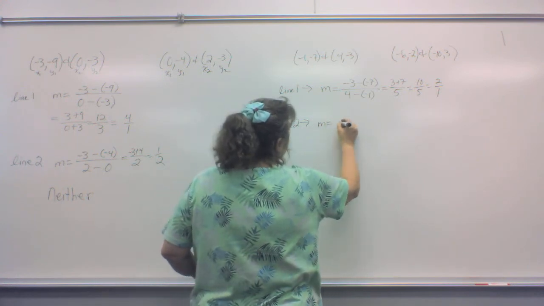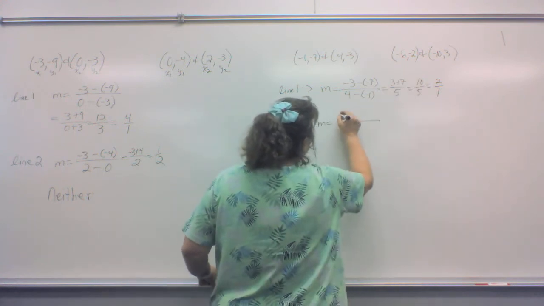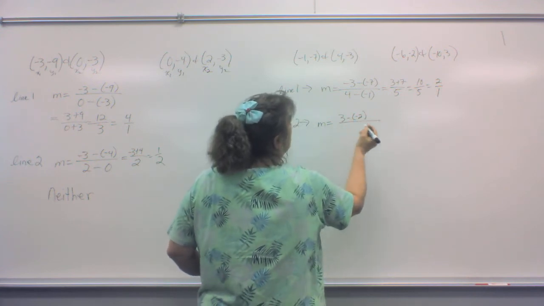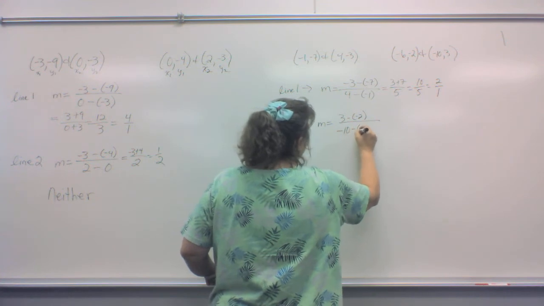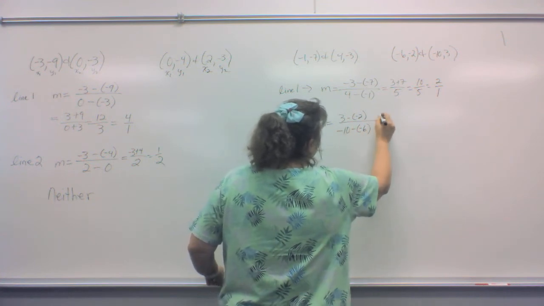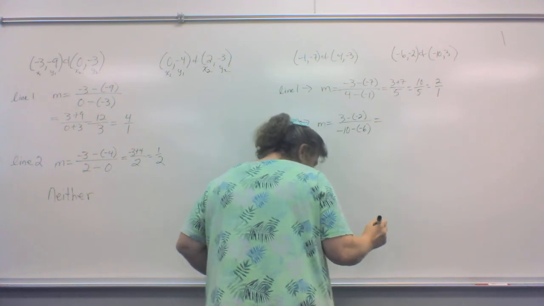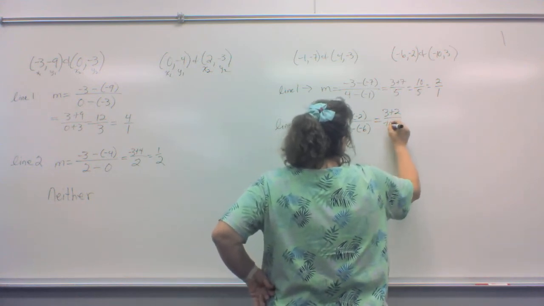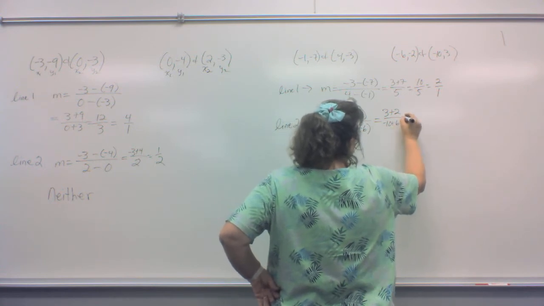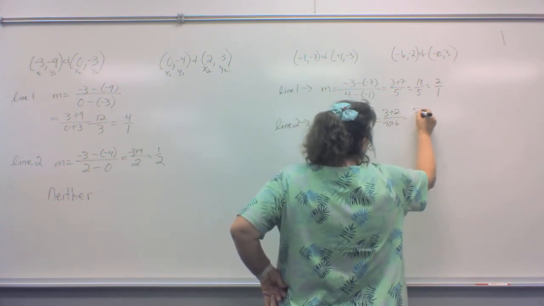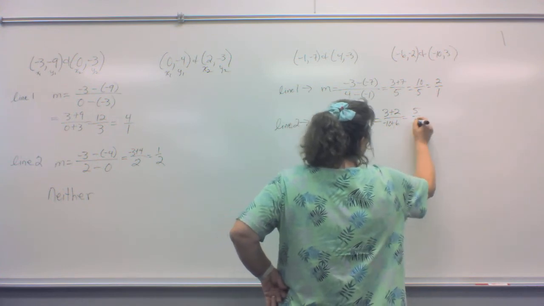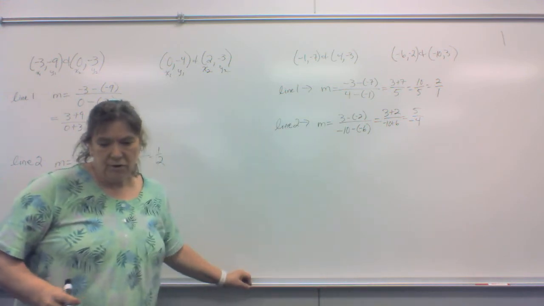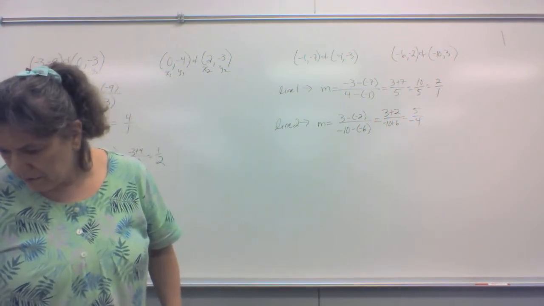M is equal to 3 minus negative 2 over negative 10 minus negative 6, which is going to equal 3 plus 2 over negative 10 plus 6. This is going to be 5, and negative 10 plus 6 is a negative 4. Well, they're opposite, but they are not opposite reciprocals.